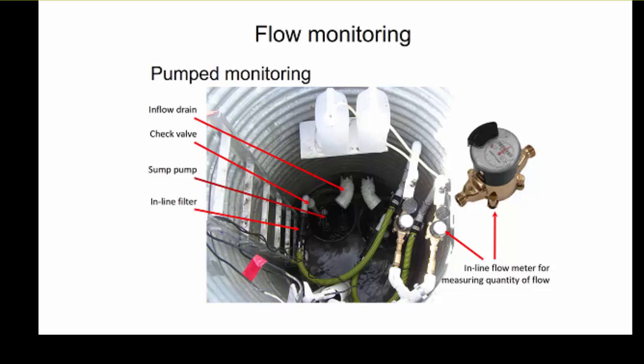We do have an inline filter that will frequently or sometimes get clogged with a mouse. And that flows out and through an inline flow meter for measuring quantity of flow. So for us, we're not able to get, say, an instantaneous flow rate. It would be an accumulated flow over some time period.